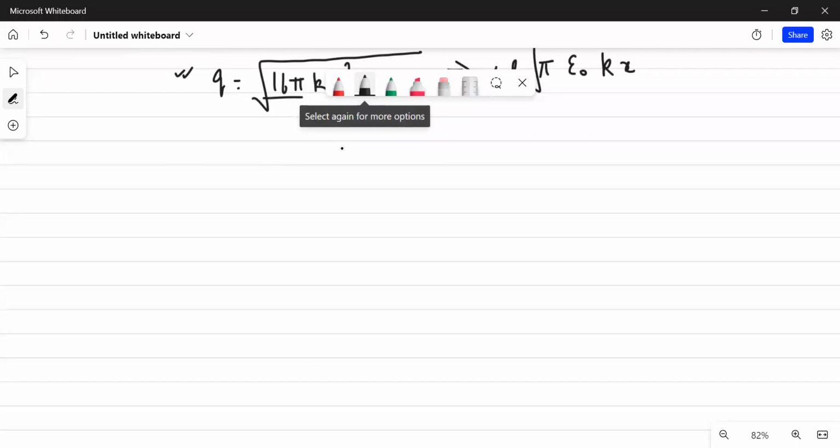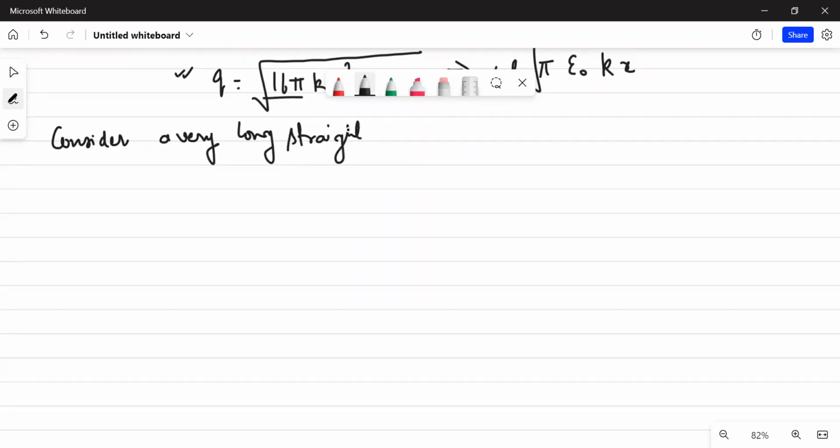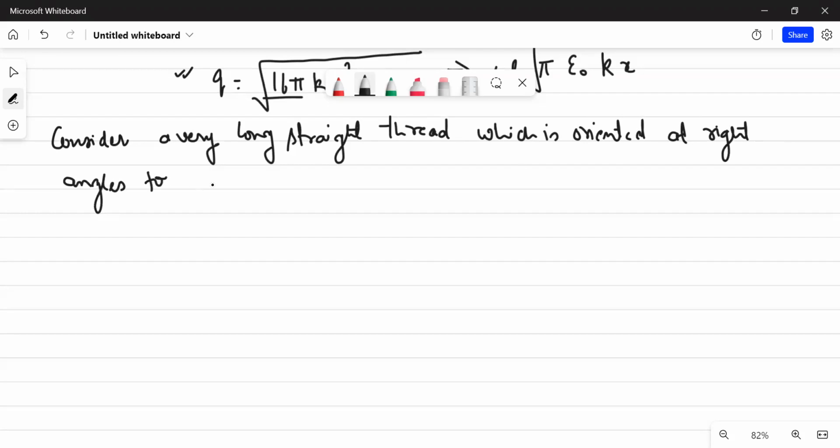Now I'll take another question, and this one is slightly different. You can take it as a theory also. Consider a very long straight thread which is oriented at right angles to an infinite grounded conducting plane, as shown.